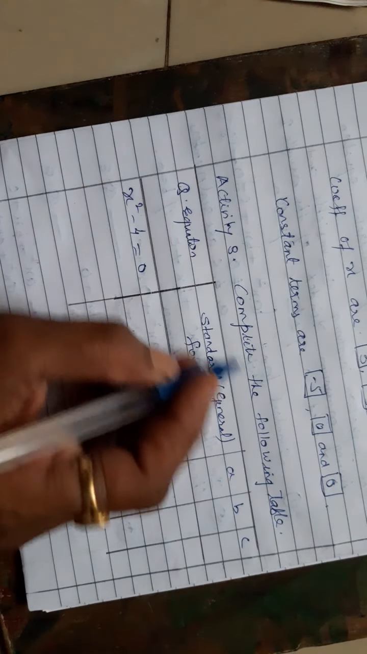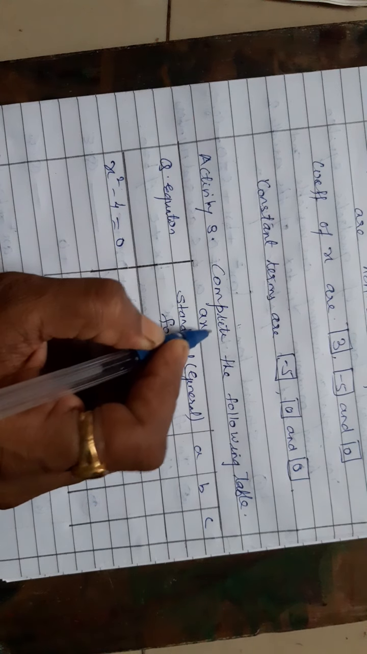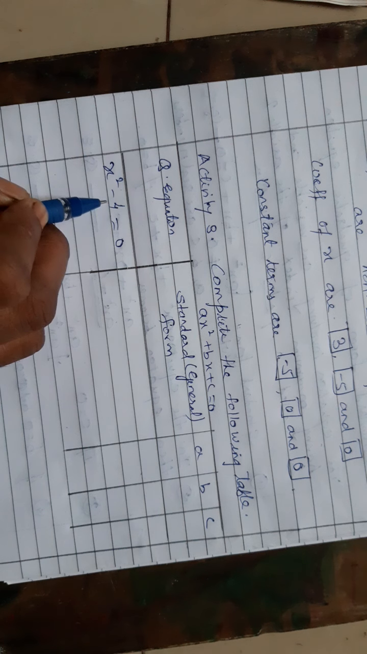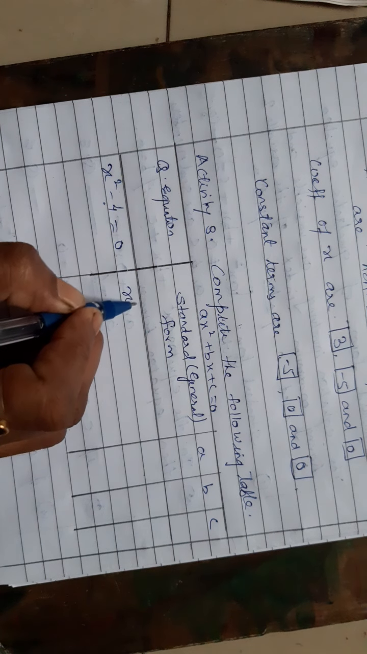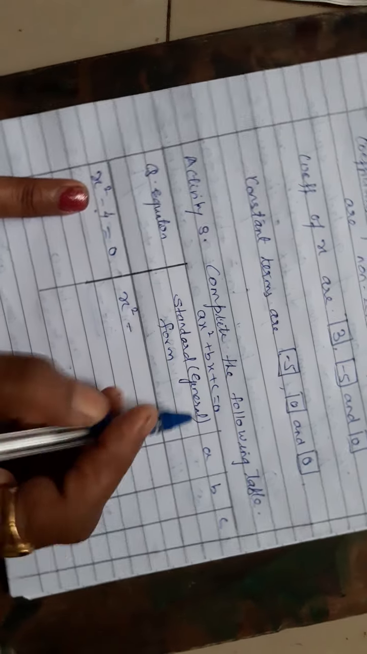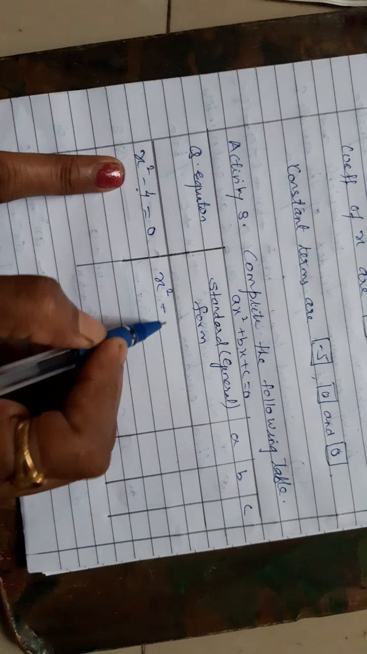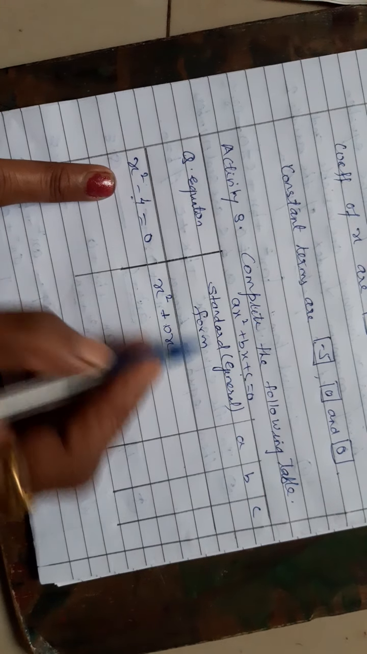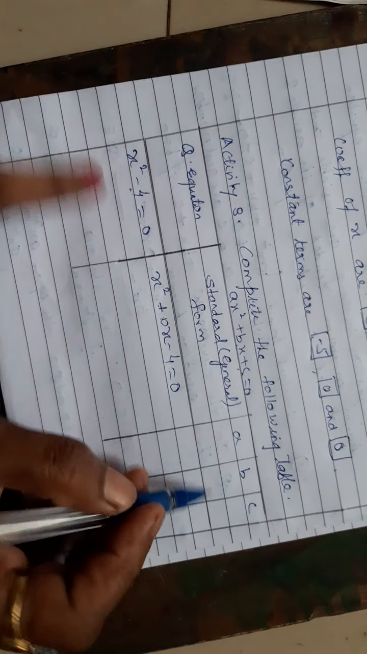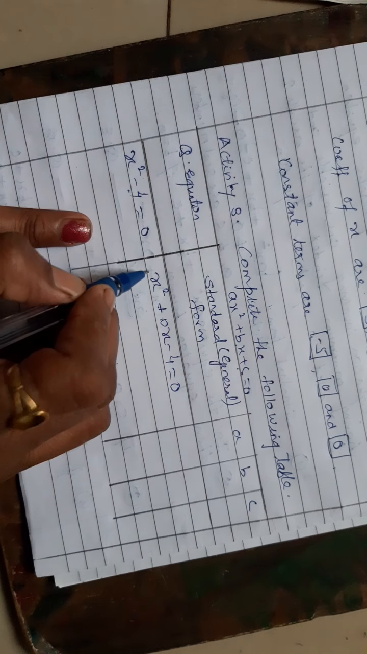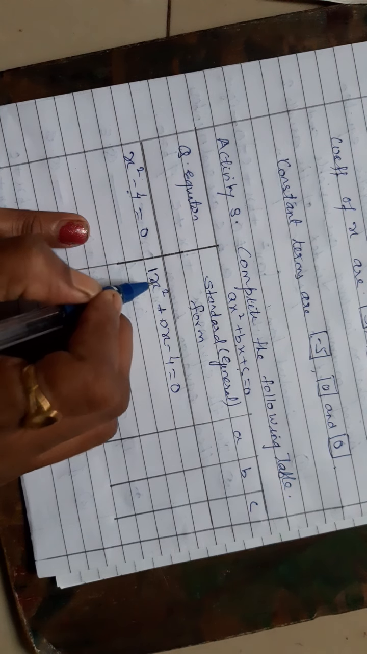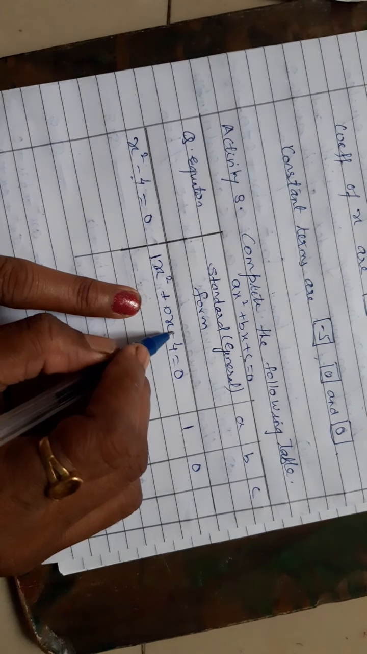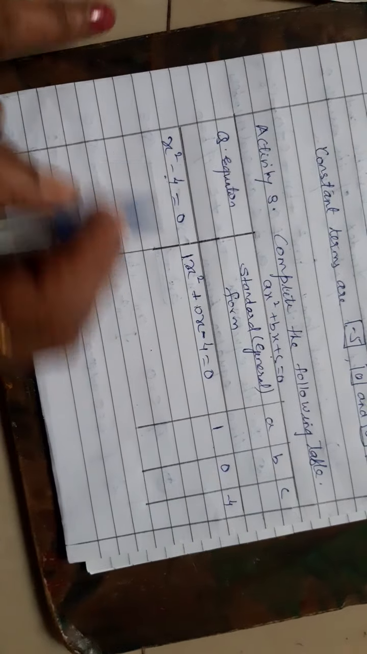Now you know the standard form of the quadratic equation is ax square plus bx plus c is equal to 0. So we have to write this equation in standard form. It will become x square, the middle term is not here, so you write plus 0x, and the constant is -4, so x square plus 0x minus 4 is equal to 0. Now what is the value of a? The coefficient of x square is 1, so a is 1, b is 0, c is -4. You have to write this negative sign.